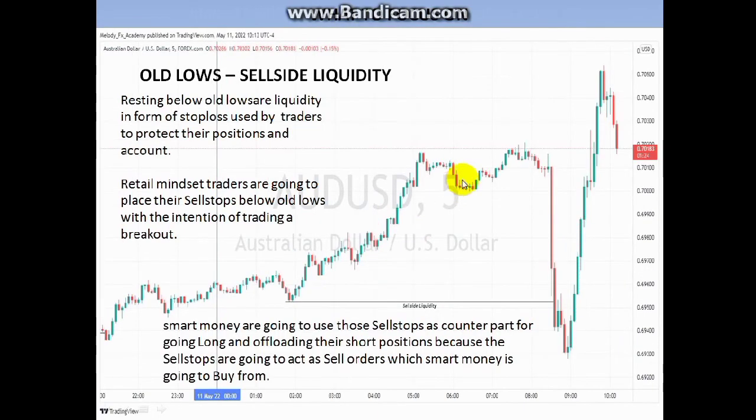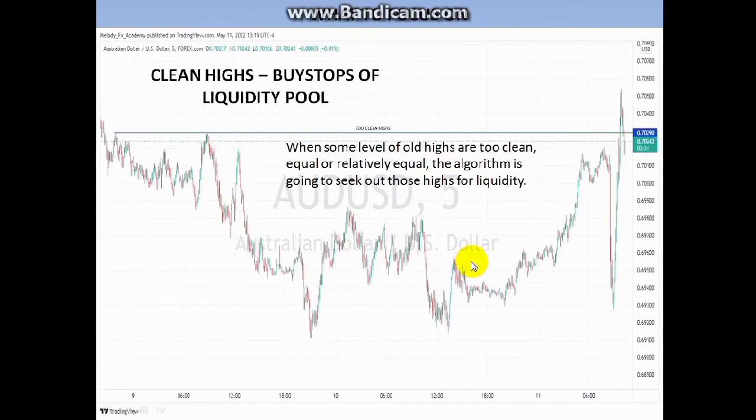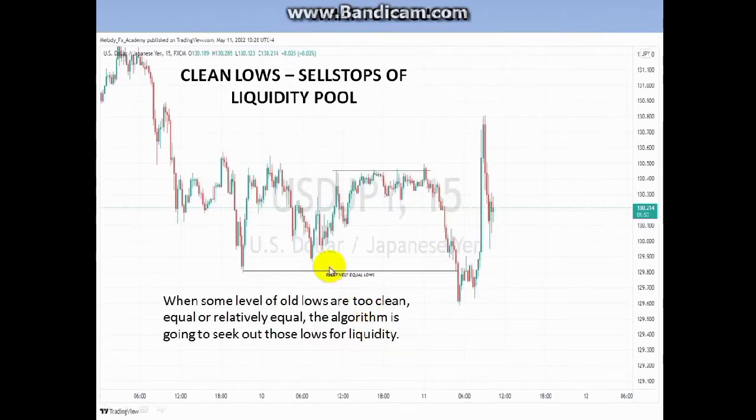By training your eyes to be able to see this: this is a run on buy side liquidity, then a run on sell side liquidity before the price drops down. What I want you to train your eyes to do is identify these levels, because they are very important as smart money traders. You should be able to notice the clean highs, the lows that are way too clean, relatively equals, and the rest.